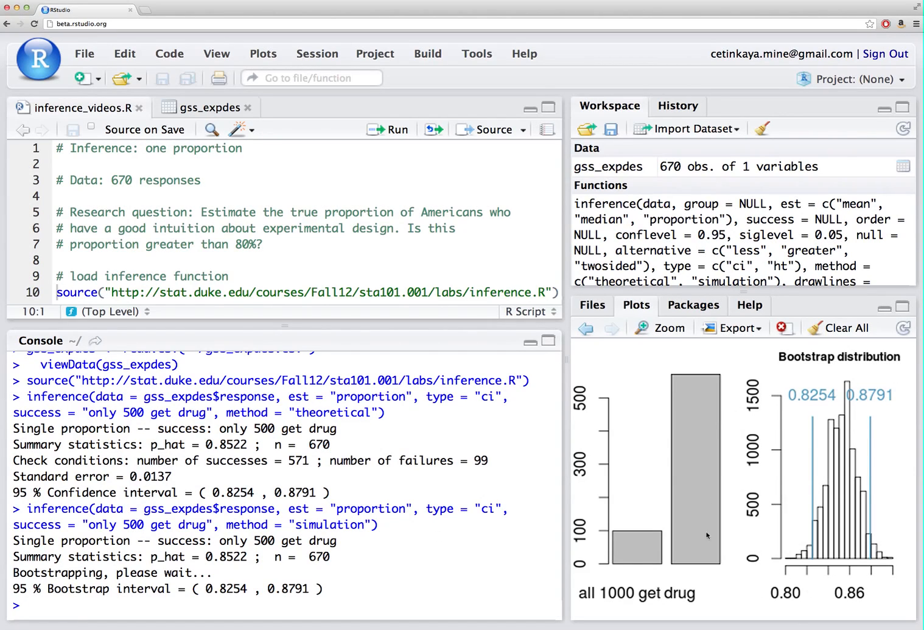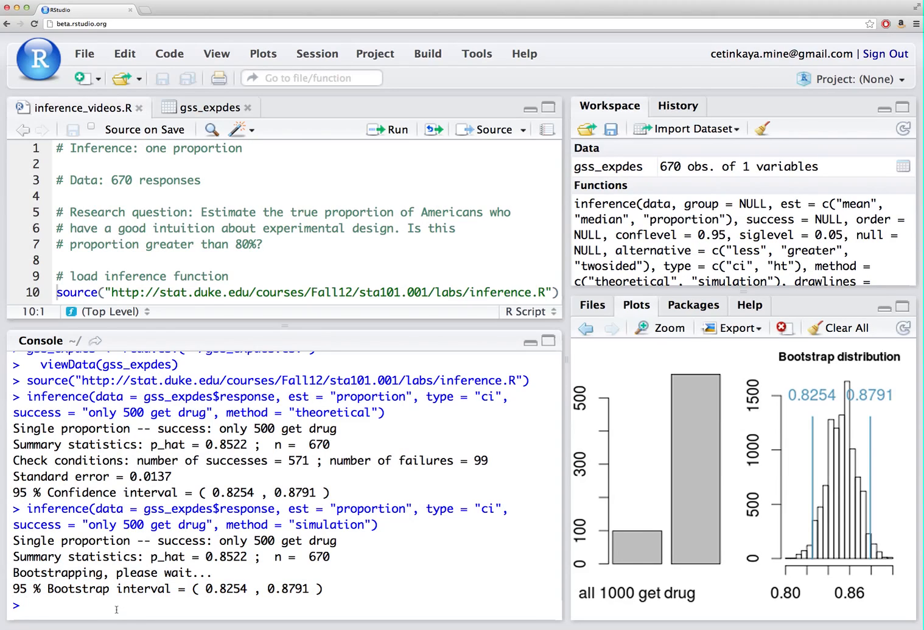We can see that in our bootstrap distribution, the center of the bootstrap distribution is basically going to be at the observed p hat, and then once we calculate our bootstrap distribution, we chop off roughly 2.5% of the distribution from both ends to construct a 95% bootstrap interval that is very similar to what we calculated earlier.